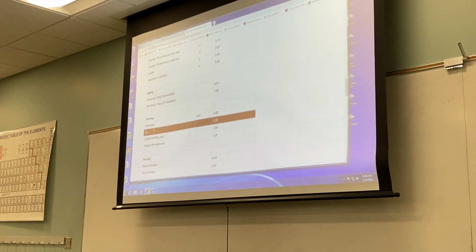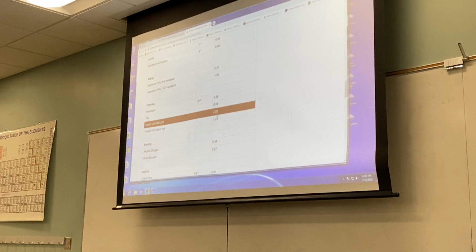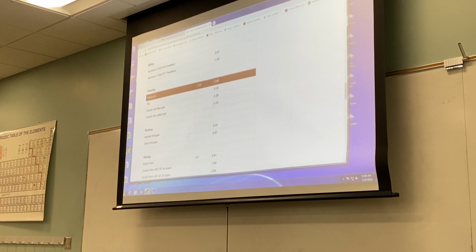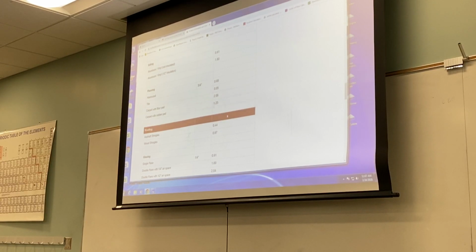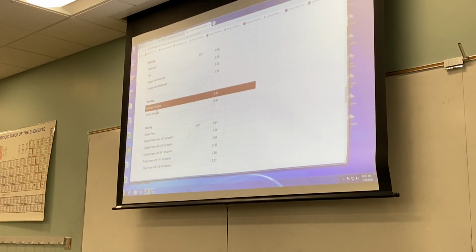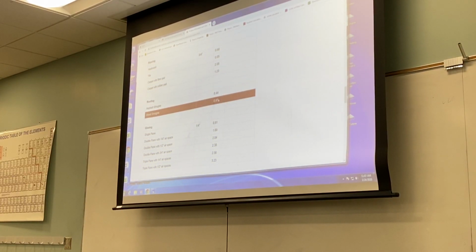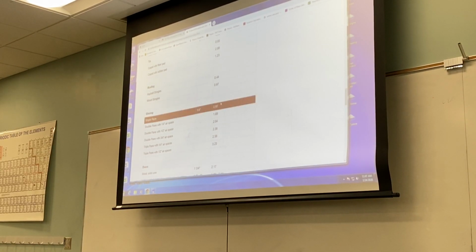Flooring: hardwood, tile. Tile is not a good insulator at all, you see, 0.05. Carpet is a good insulator, 2.08. Carpet with rubber pad. Roofing: asphalt shingles, wood shingles, 0.97.